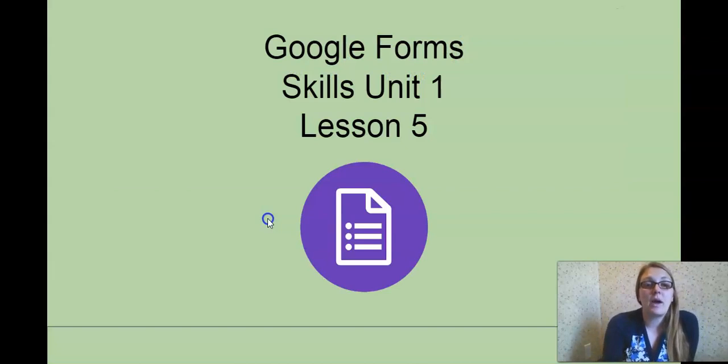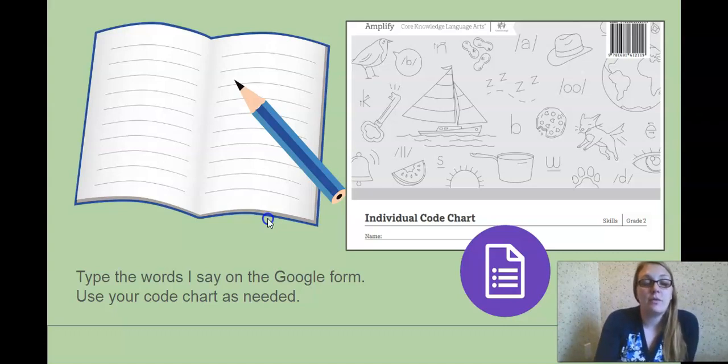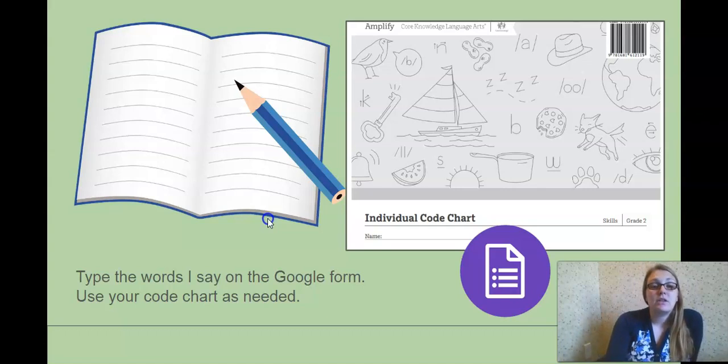Okay, the rest of your questions will be on Google Forms for Skills Unit 1, Lesson 5, as well as the dictation portion where you will type the words that you hear me say in the video on the slide on the form. And you can still use your individual code chart to help you with spelling.